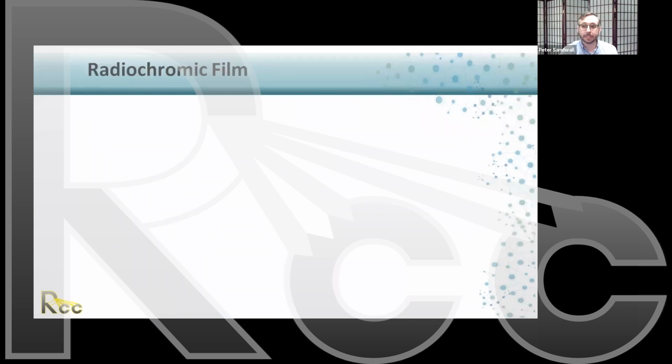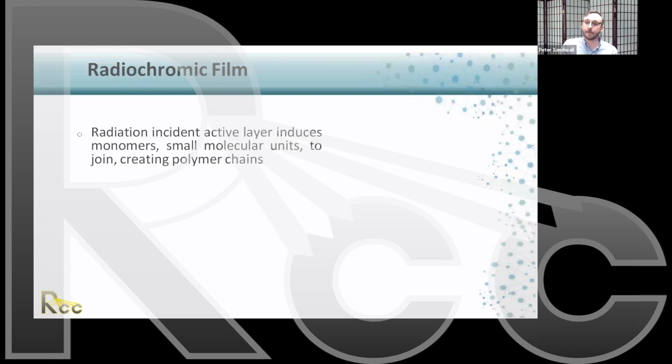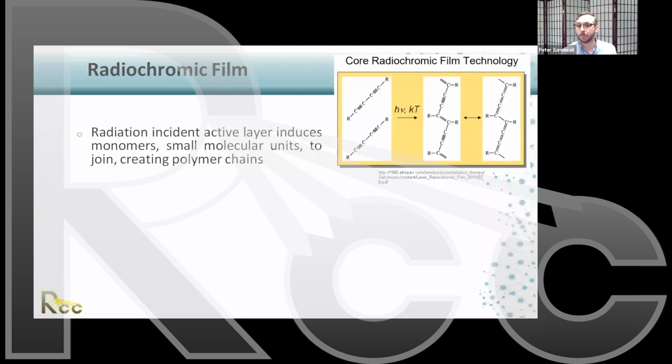Film, radiochromic film. I don't say GAFchromic. I say radiochromic because GAFchromic is just a trademark. Radiation incident to an active layer induces monomers, small molecular units, to join, creating polymer chains. This is the secret sauce. And it's not a secret. It happens everywhere. If you've got an older car and you've noticed that the plastic in your headlamps has become opaque over time, that's because there have been polymerizations from the UV light. This is something that we've known about for years. Radiation induces polymerizations in plastic. So we're taking advantage of that with radiochromic film.